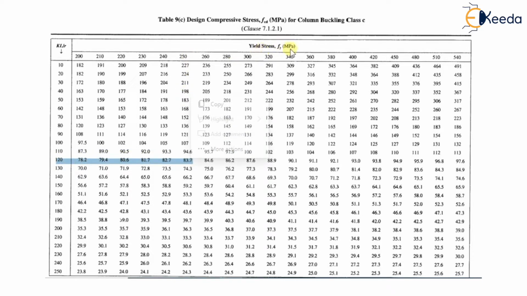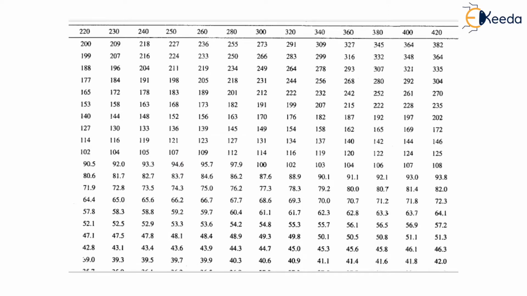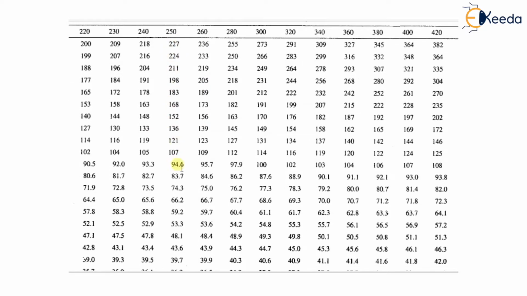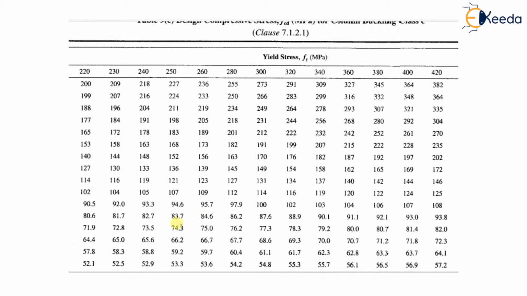See, our Fy yield stress is 250. So for 250, let me show you this. For 250, the value is 83.7. What is the value of FCD? It is 83.7. Here it is. I'll zoom in. Wait a minute. For 120, the value is 83.7. Here it is. This is the value I'm talking about. And why am I referring to this 250 column? Because our yield stress Fy is 250. We always take 250. Okay. So that column is exactly matching with 83.7 Newton per mm square. Okay. So this value you have to take.